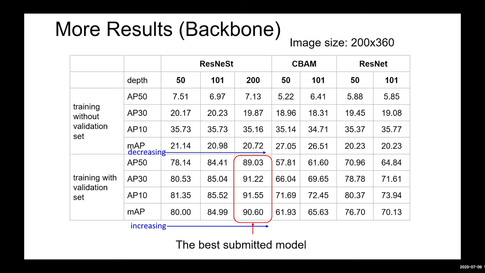For example, the MAP decreases when the depth of the network increases when training includes the validation set. In contrast, the trend of MAP turns increasing when the training includes the validation set. This is the first time that we observed this phenomenon. After submitting several testing results, we found that the results of training with the validation set have better indication.